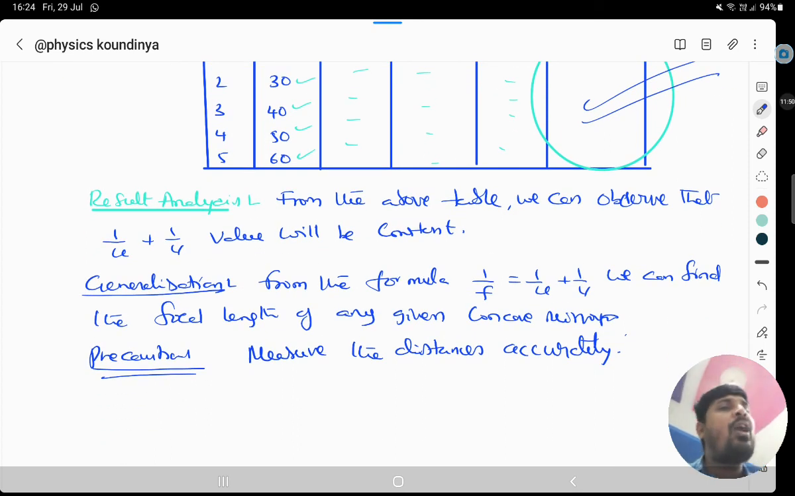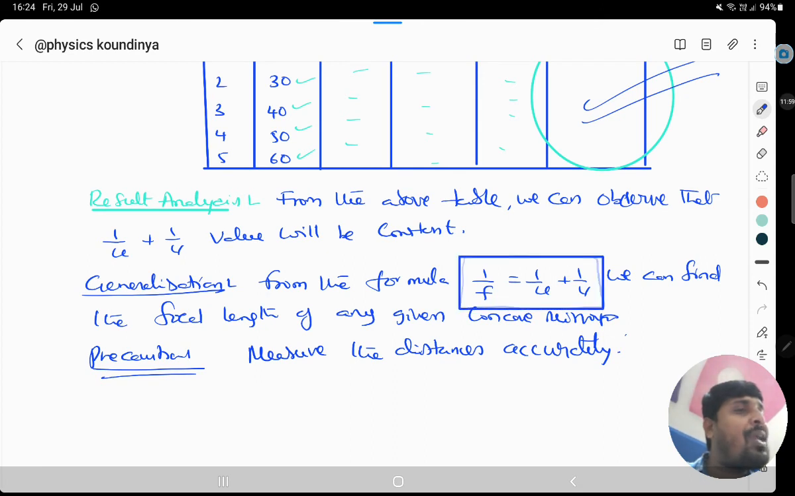And from the formula 1 by f equals 1 by u plus 1 by v, we can find the focal length of any given concave mirror, and this formula is what we call the mirror formula. In the next class I am going to tell you how to derive the mirror formula, means how we obtain it.